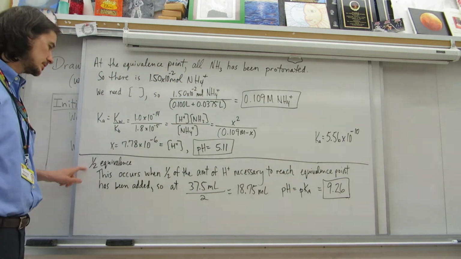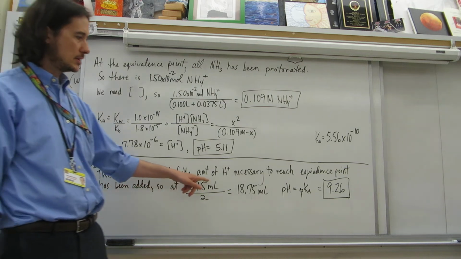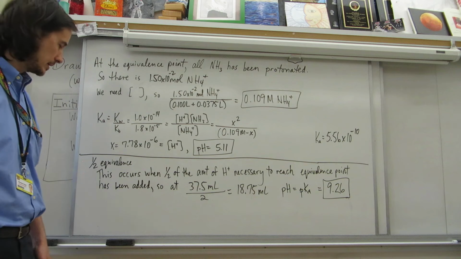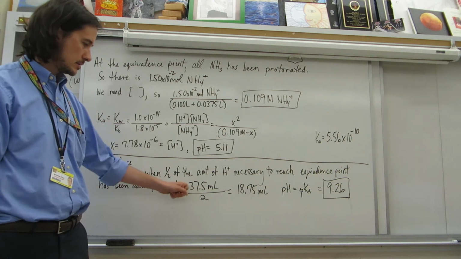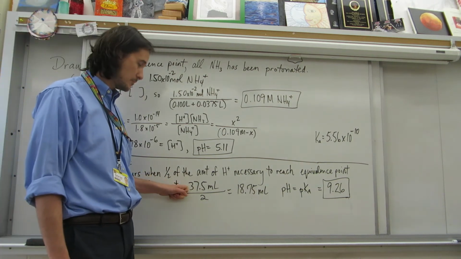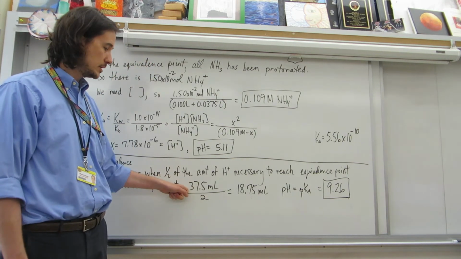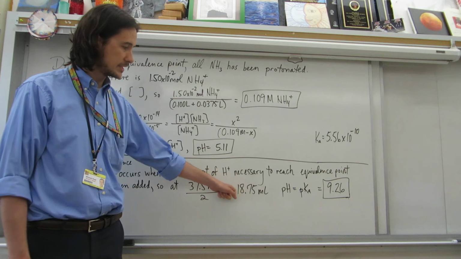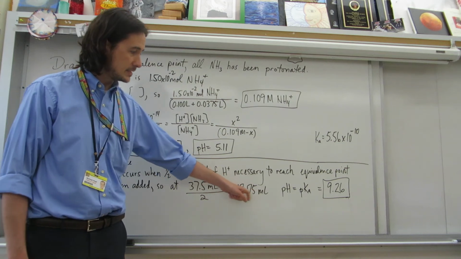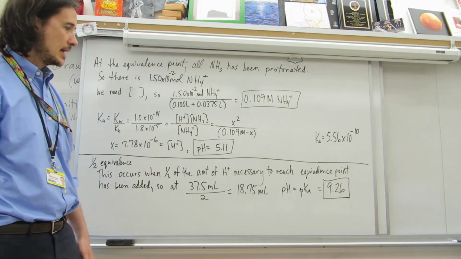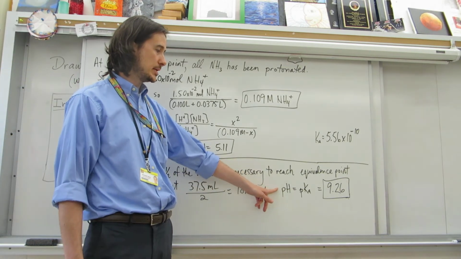So half equivalence is when half of the amount of hydronium necessary to reach the equivalence point has been added. 37.5 milliliters was how much we needed to reach the equivalence point. We divide that by 2, we get 18.75 milliliters is where your half equivalence point is going to take place. And at that point, pH equals pKa.